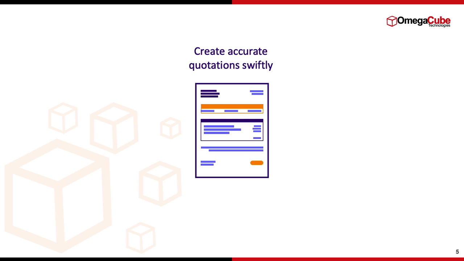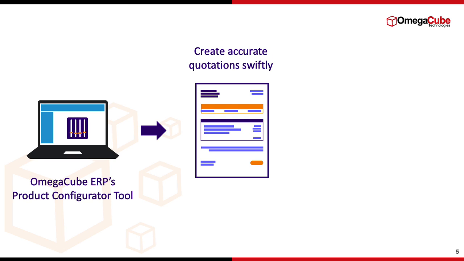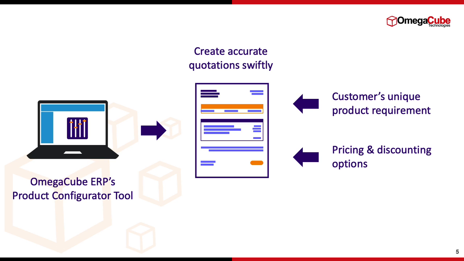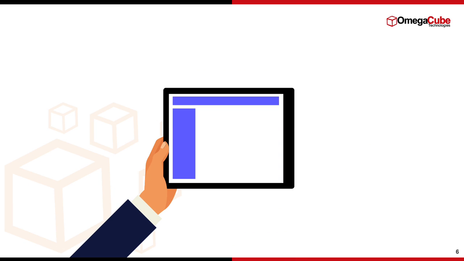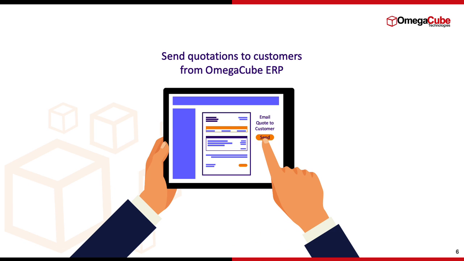You can swiftly and easily create accurate quotations using OmegaCube ERP's inbuilt product configurator tool, based on your customer's unique product requirements and pricing options available in the tool. Once created, you can easily dispatch it to your customers from within the ERP.